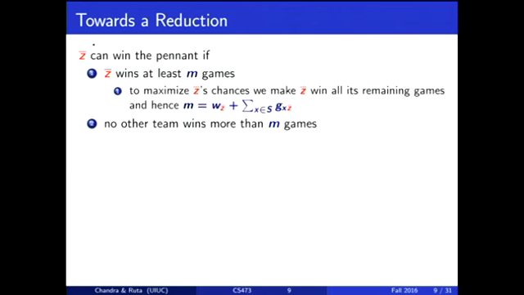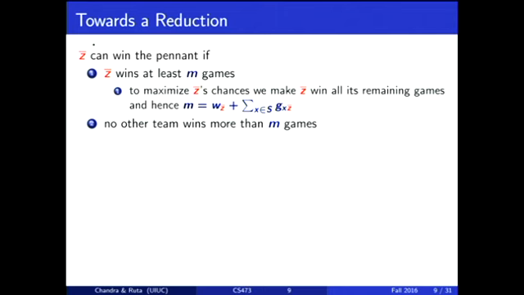So it's obvious that to maximize the chance of winning, we have to give it all the games that it has left. There's no reason not to: if it has a possibility of winning the pennant by losing a game, then clearly by giving that game to it, it also will win, right? So we might as well give to Z all the remaining games it is going to play. So M must be the current number of wins for Z, plus all the remaining games it has to play. So we give it to it already, right? That makes sense? Okay.